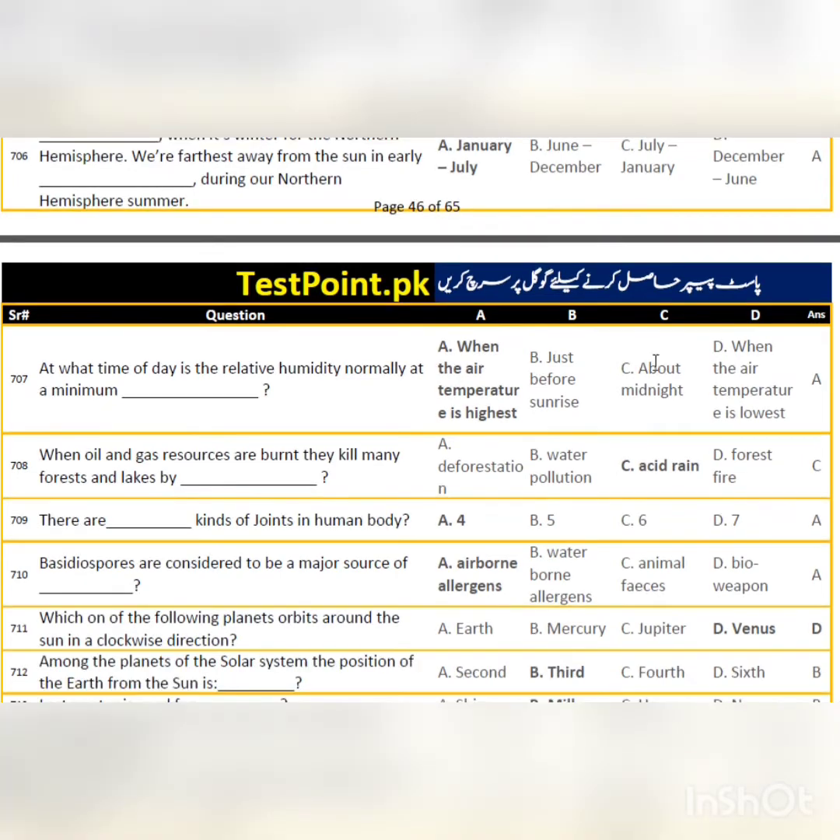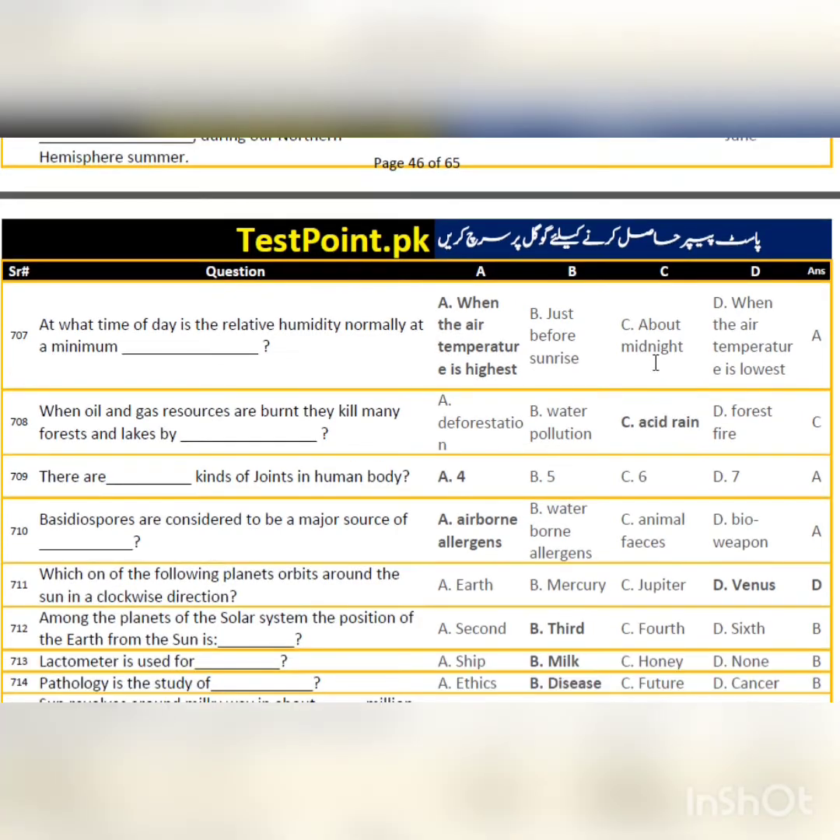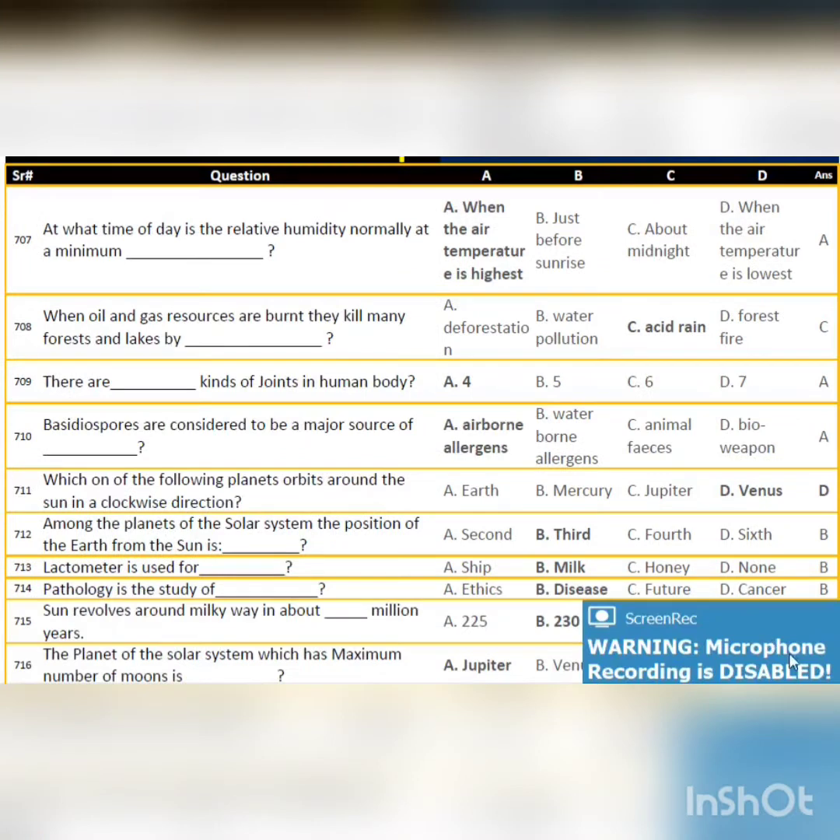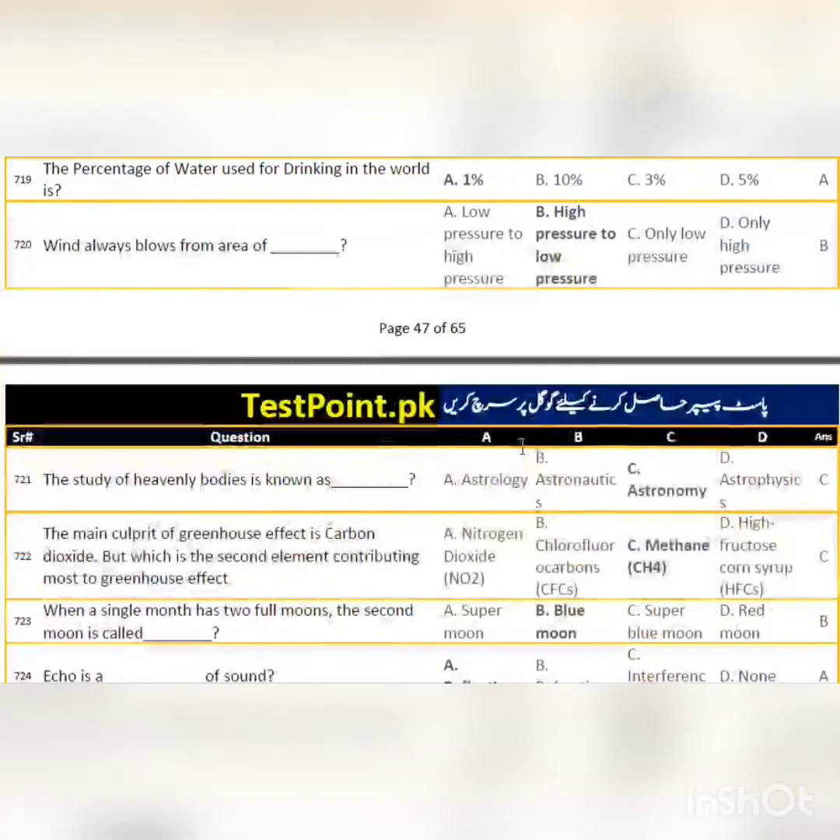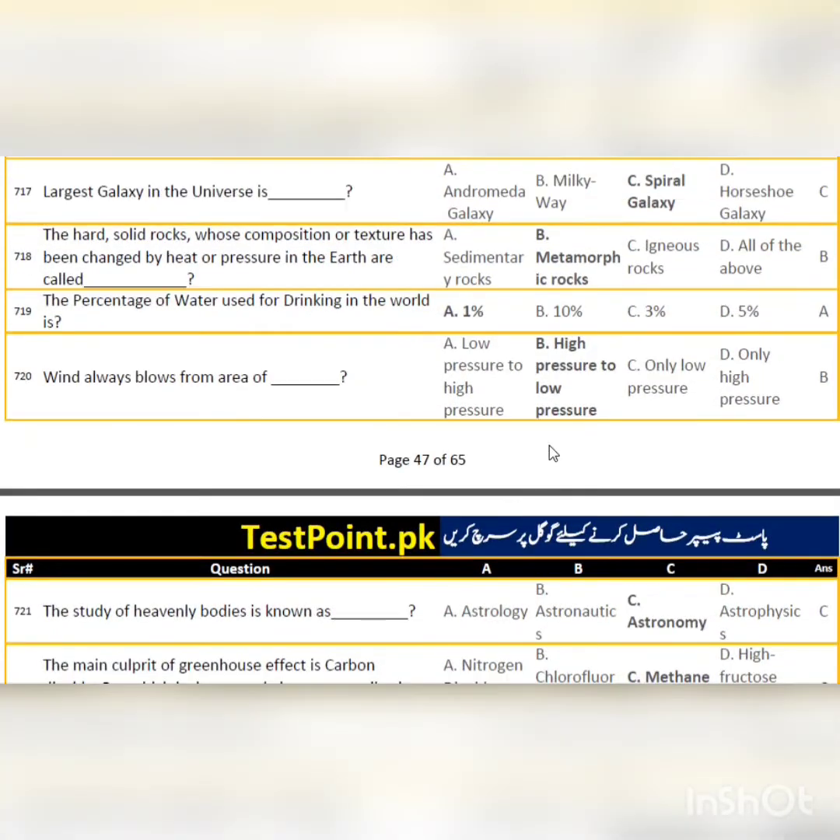ELISA test is employed to diagnose dash. A. Coronavirus, B. AIDS antibodies, C. Tuberculosis bacterium, D. Cancer. Answer is B. AIDS antibodies.